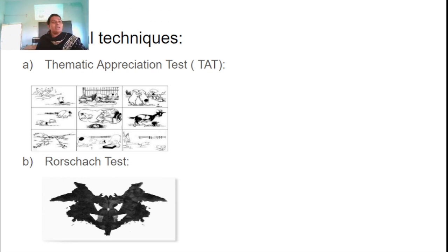The respondent can conclude about the given picture. Based upon their description of the picture, the inference about the respondent can be drawn. Here, attitude and the picture can motivate the respondent to draw their conclusion. And the next one is the Rorschach test.